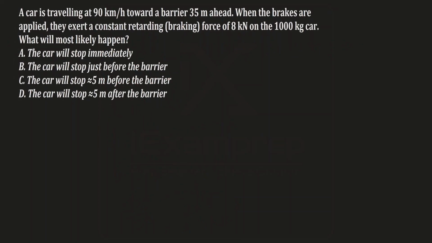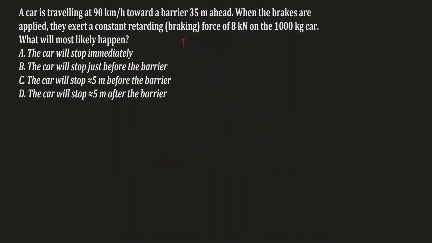Now here's another problem. You can pause the video and solve it before we look at the solutions together. The question says a car is traveling at 90 kilometers per hour toward a barrier 35 meters ahead. Right, so let's put that into a visual representation.